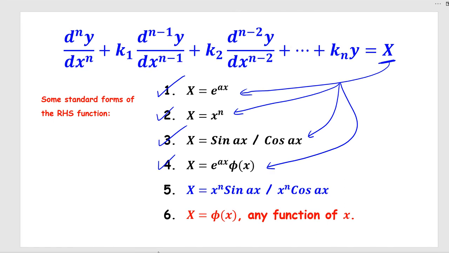Now today we will discuss the remaining two cases, 5 and 6. In case 5, the function can be multiplied by x to the power n and phi of x. Earlier, phi of x was multiplied by e to the power ax. Now we will have x to the power n and phi of x, or sin ax and cos ax in particular. And the sixth case will be an arbitrary function of x.